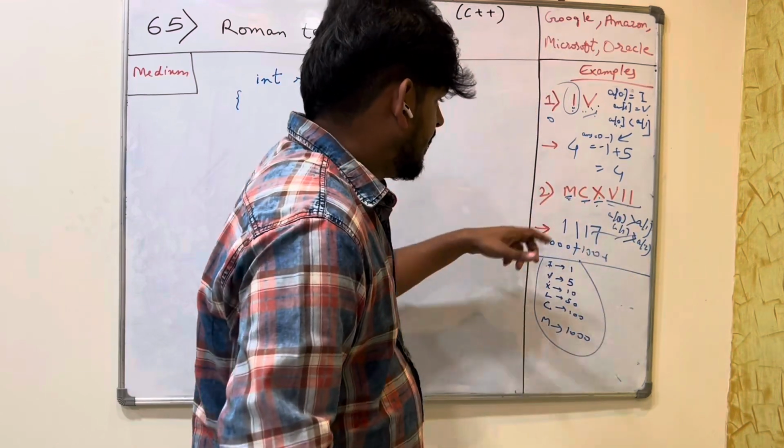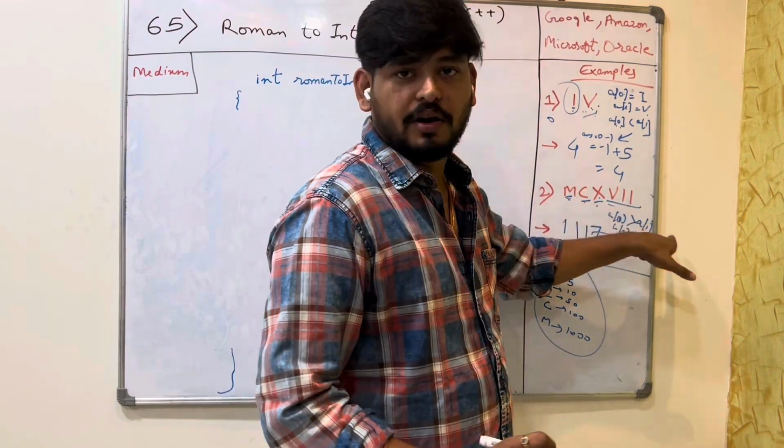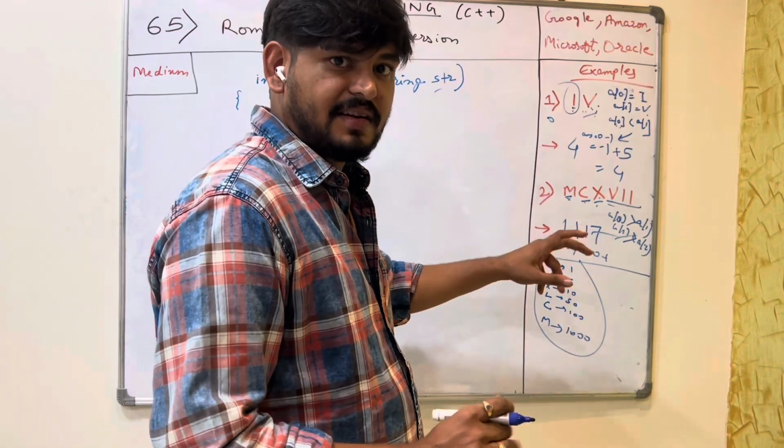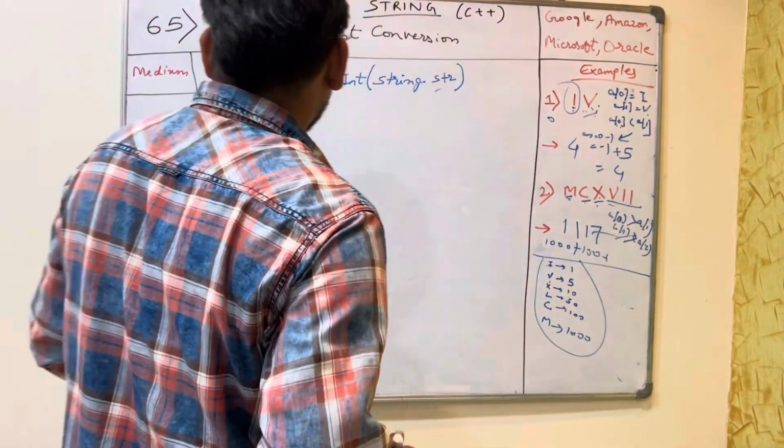It is in a descending order, so we don't have to worry. Whenever it is in ascending order, we will subtract it. So let's code it. It's very simple.